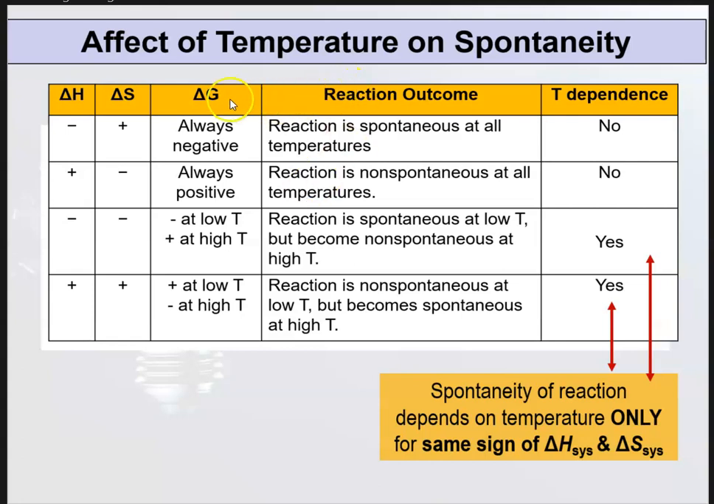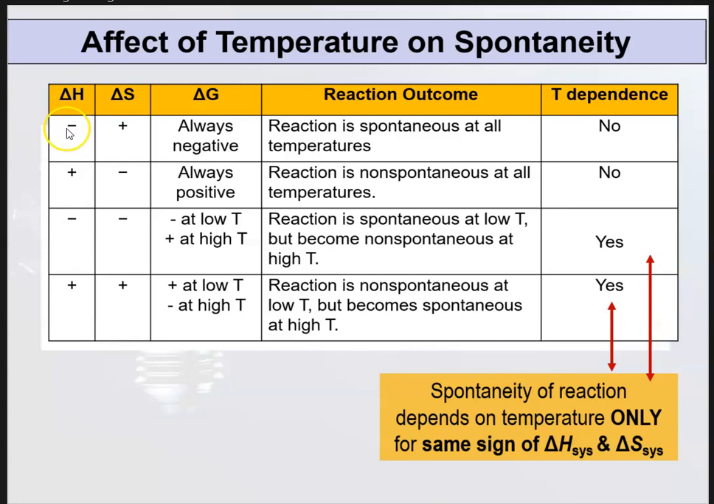Now we look at the effect of temperature on the spontaneity of the reaction. This table summarizes the three parameters: enthalpy change, entropy change, and Gibbs free energy change, together with the temperature dependence.